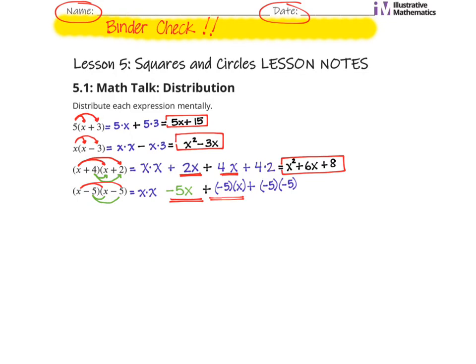I've got a negative 5x, and then we have another negative 5x, plus we're going to multiply the x's together, and we're going to multiply these two negative 5's together, and you end up with the following trinomial. You get x squared minus 10x plus 25.